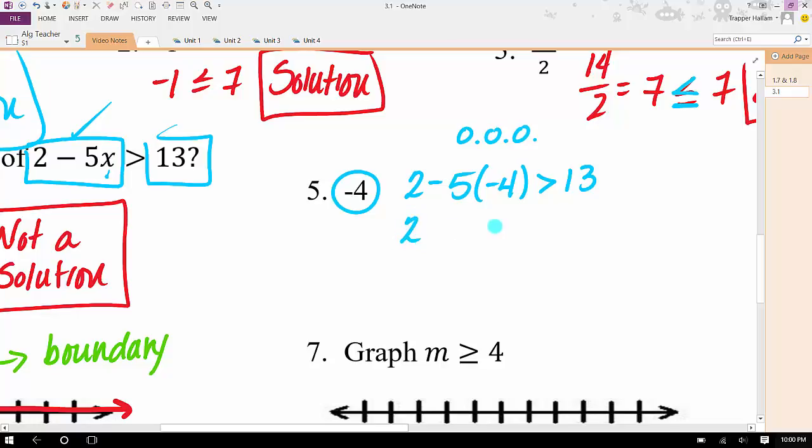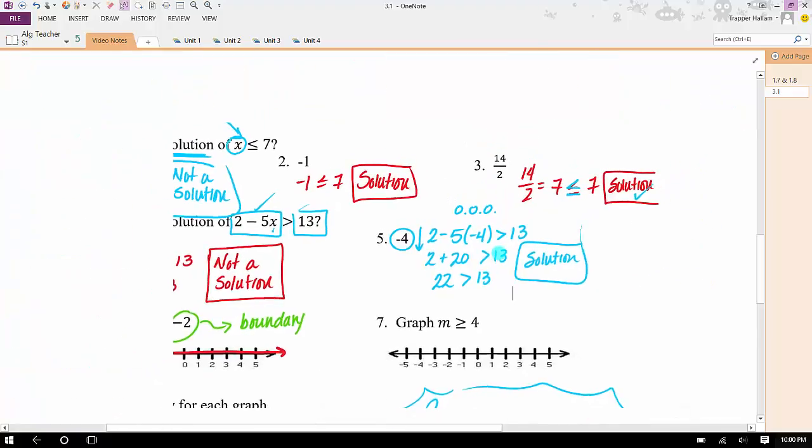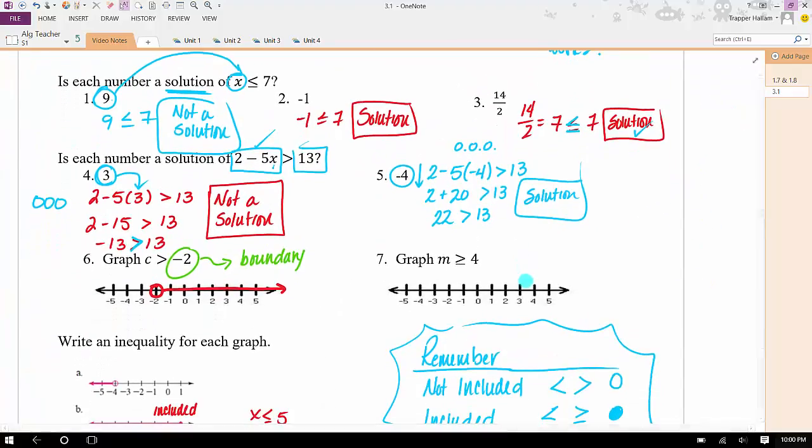Order of operations. Okay, so nothing happens to the 2. Remember, I like to work vertically, so they just drop down if I don't do anything to them. Negative 5 times a negative 4 makes a positive 20. So now I've got 2 plus 20 is greater than 13. I'm going to go ahead and combine those last two terms. 22 is greater than 13, so this is a solution. We found it. So that means that it's part of a solution set.